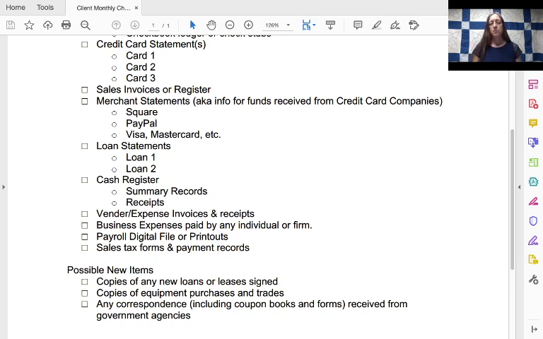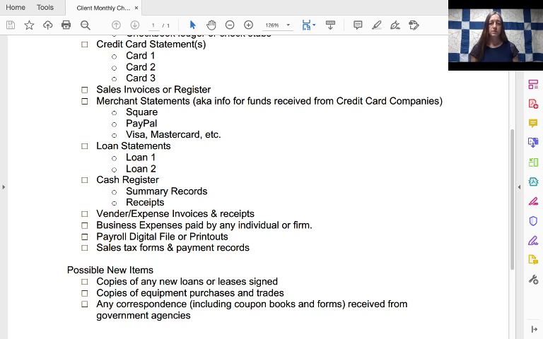And then we have our merchant statements. So merchant statements, sometimes people are unaware they have, sometimes they're aware they have but they don't care, but your bookkeeper cares because that helps you keep all your information all together, makes your management reports better for you so you can make better informed decisions. Merchant statements can include anything like PayPal, Square, Visa, MasterCard, anything that helps you accept credit cards from your customers.